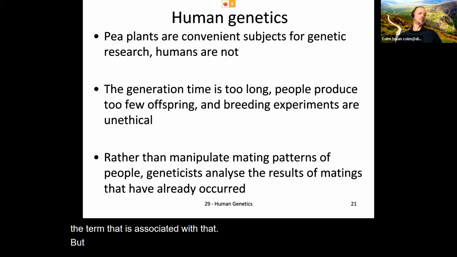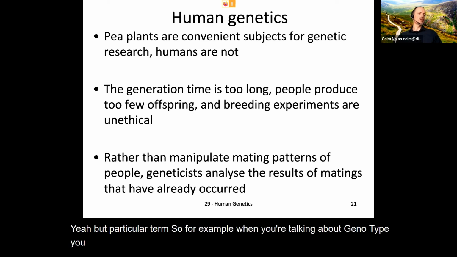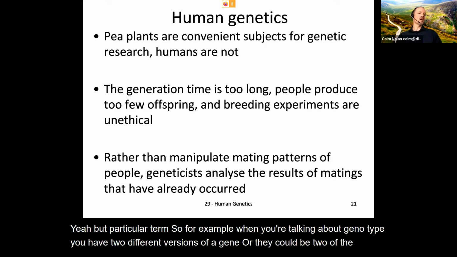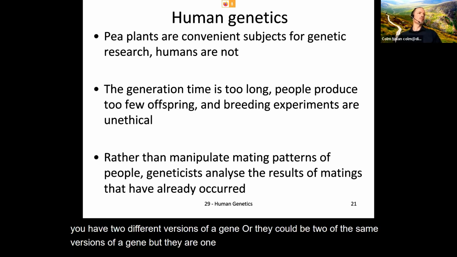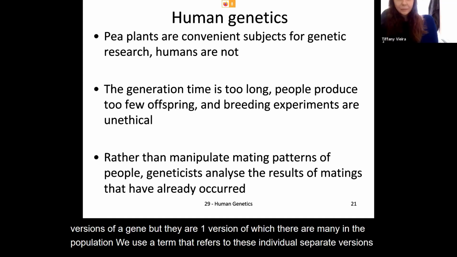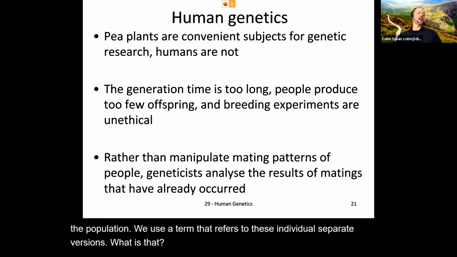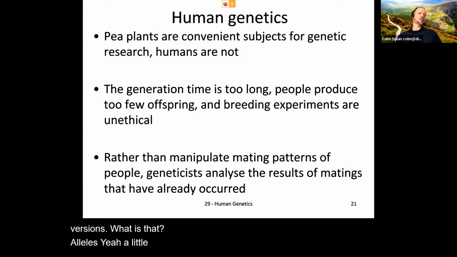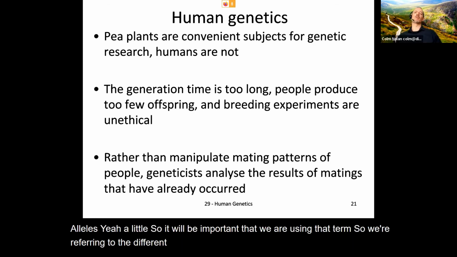For example, when you're talking about genotype, you have two different versions of a gene, or they could be two of the same versions of a gene, but they are one version of which there are many in the population. We use a term that refers to these individual separate versions. What is that? Allele? Alleles, yeah. So allele. It'll be important that we are using that term. We're referring to the different versions of a gene. We would have that already.